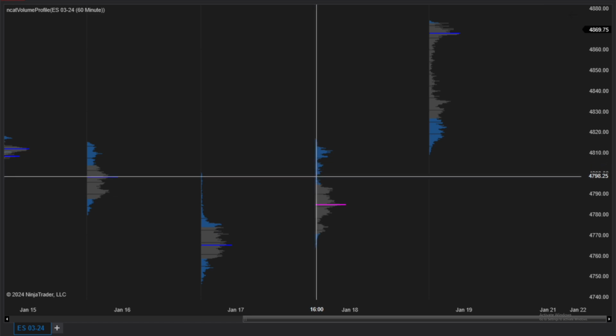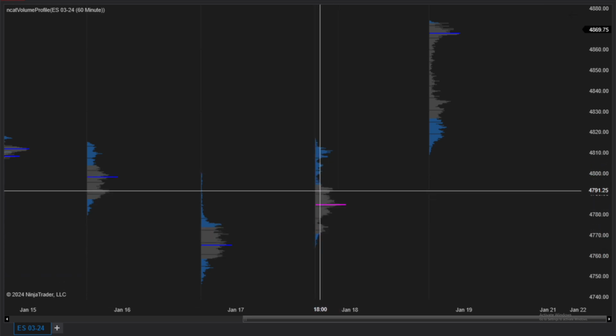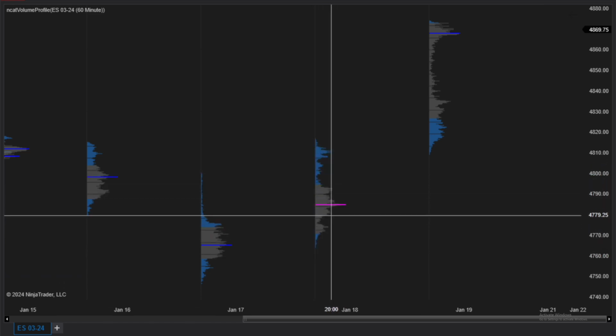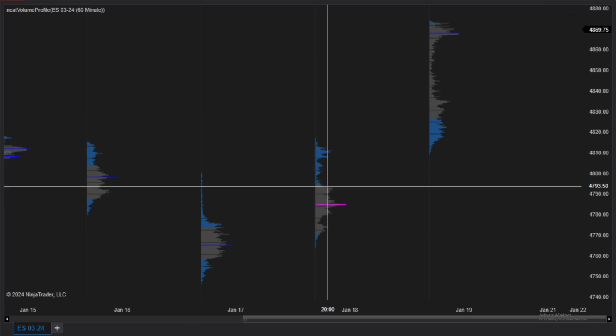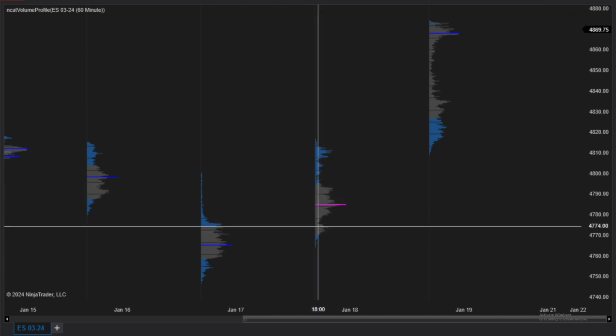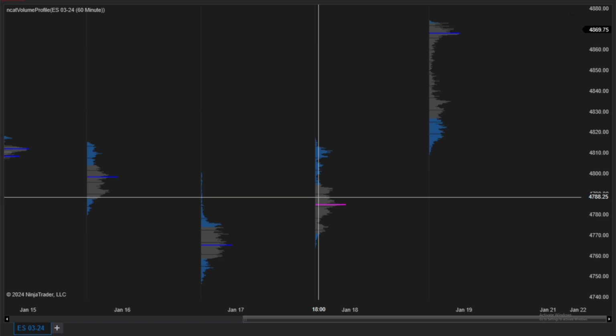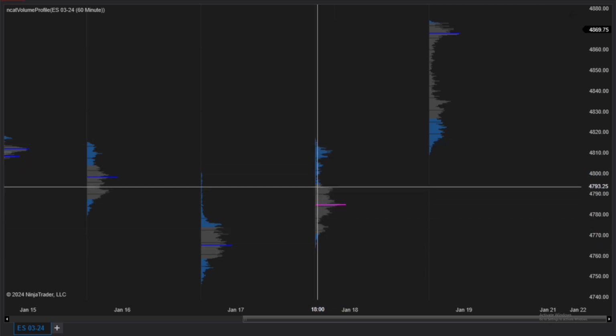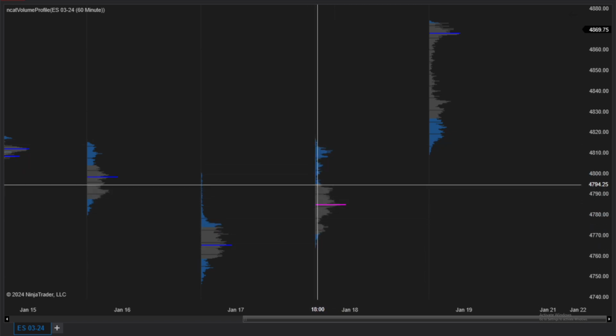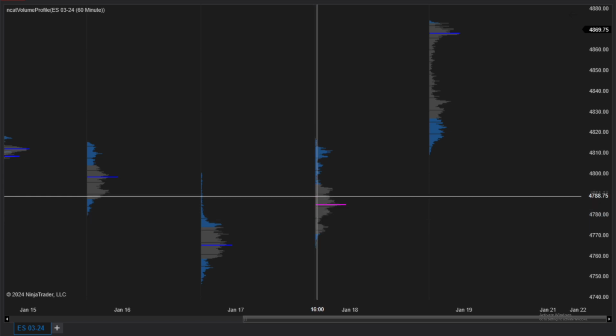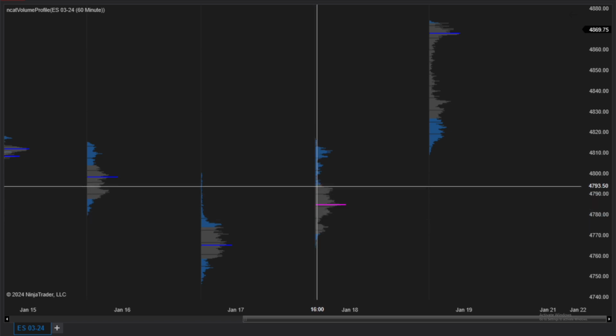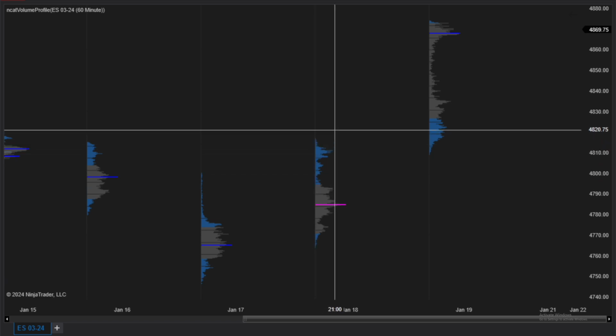You see the blue on both sides, and you have gray here. The gray is known as the value area, which is where a majority of this day was spent. 70% of the volume happens in this gray area, and you can change that if you want it to be 80%, but 70% is pretty standard for using a volume profile.